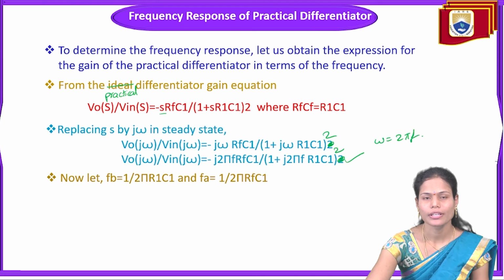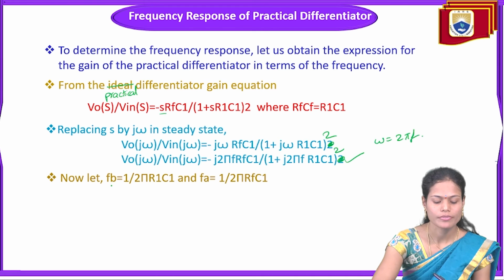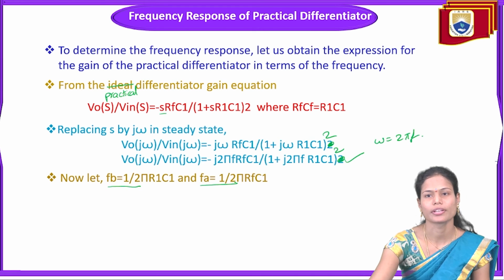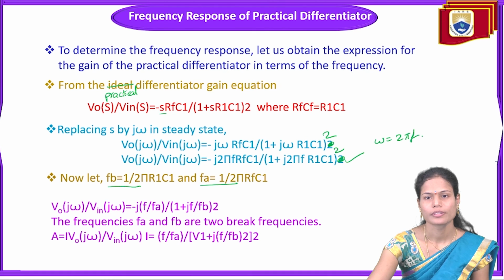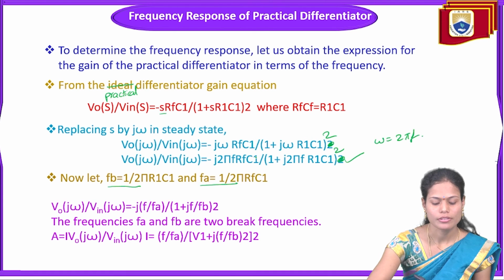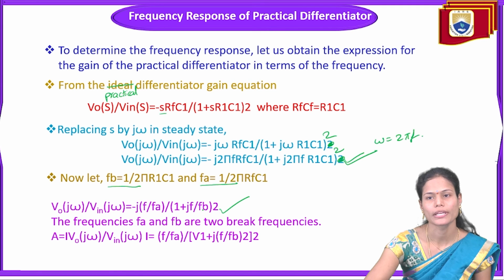Now I am taking two cutoff frequencies, FP as well as FA: 1 by 2 pi R1C1 and 1 by 2 pi RFC1. Why? Because we have two time constants here. So if we replace these FA, FP in this equation, we will get minus J into F by FA divided by 1 plus J F by FP whole square. So the two frequencies FA and FP are called the two break frequencies in the practical differentiator.